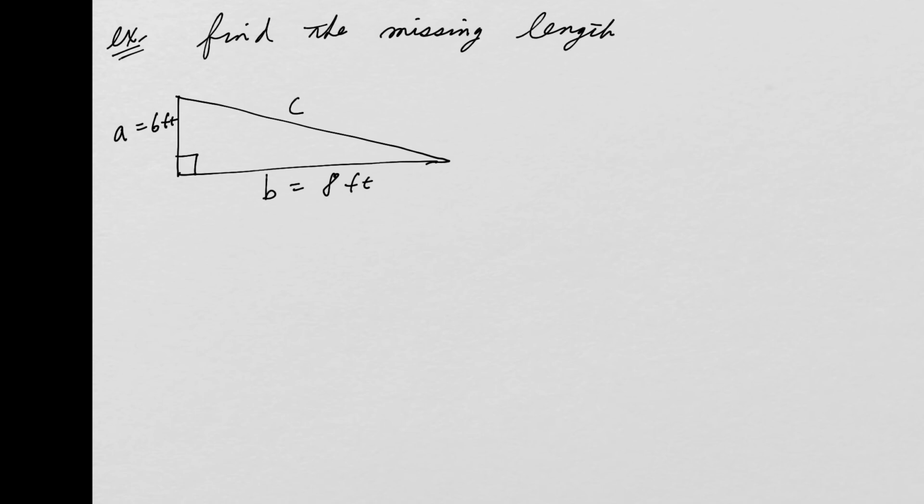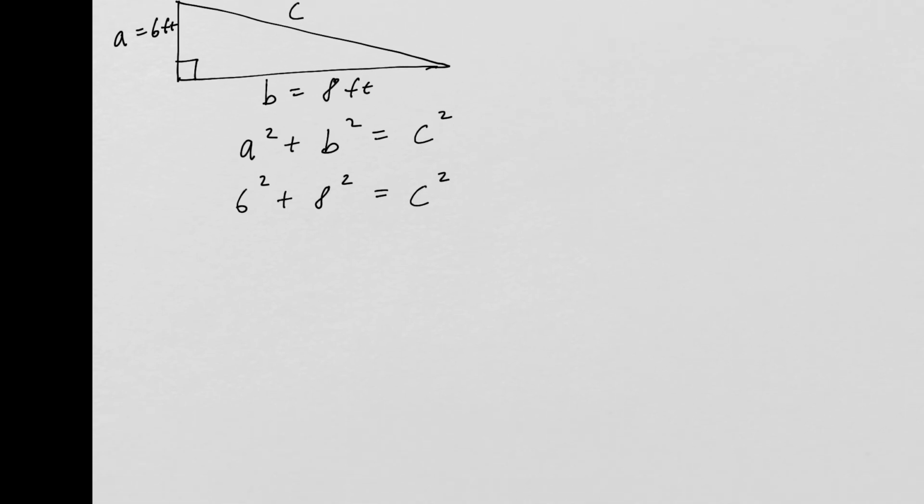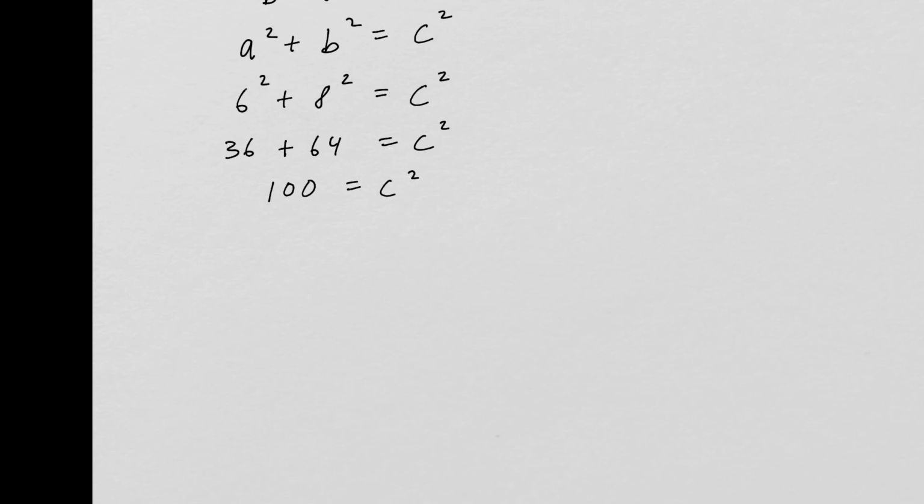Well, since it's a right triangle, I know that the Pythagorean theorem holds. So I can say that A squared plus B squared is equal to C squared. So A is 6, so I square it, plus B is 8, I need to square it, and that's got to equal C squared. So 6 squared is simply 36. 8 squared is 64. And then 36 plus 64 is 100, which is equal to C squared. So the question is, how do I solve for C here?